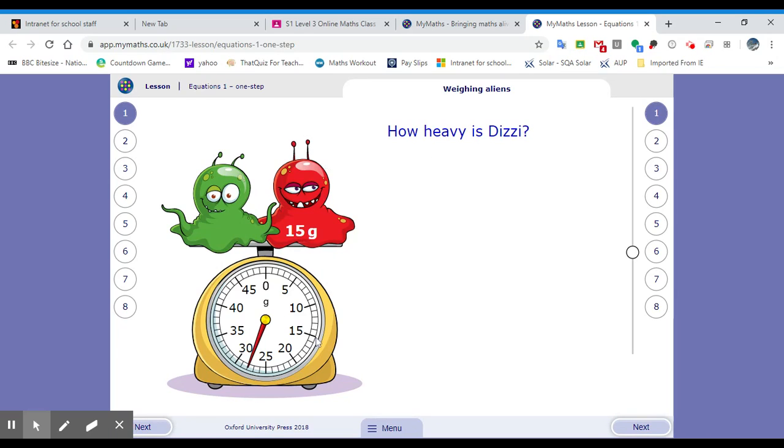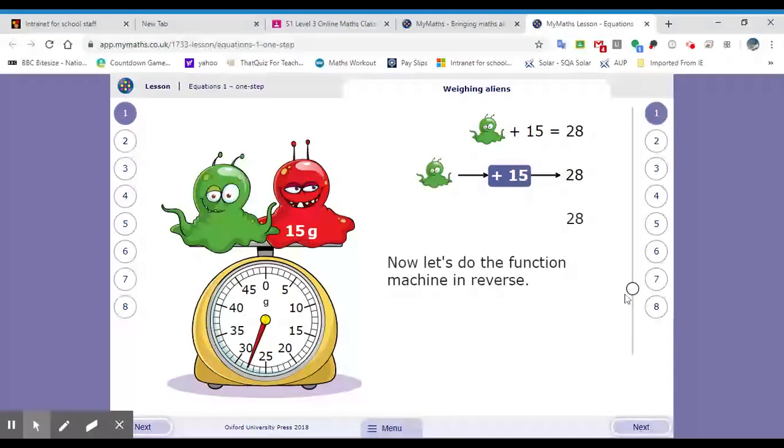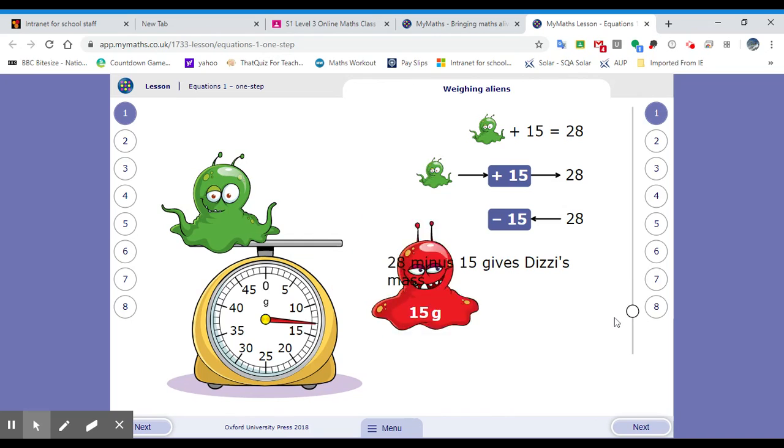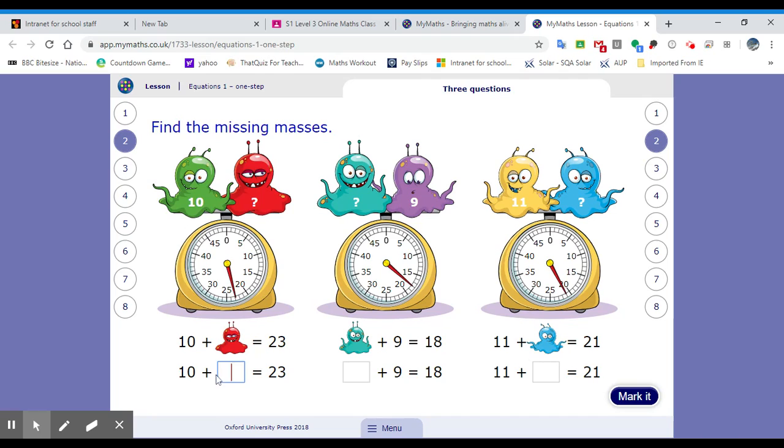Remember, we were at 15. So what is this reading? It's not 32 in case you think that. It's between 25 and 30. So it's 26, 27, 28. And then you can try and find out what dizzy is. We're going to start using algebra in this. So it's just to remind you how you can use that. So if we have dizzy plus 15 is 28, you can figure out because the opposite of plus is take. Okay, and then you can find this mass. Then you go to number 2 and you try to find the answers and put them in and press mark it when you're ready.